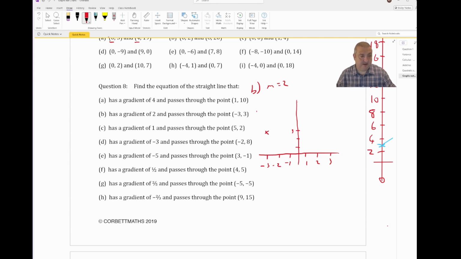And it has a gradient of 2. So let's draw a line with a gradient of 2. So a line with a gradient of 2 is going to be, every time it goes along 1, it goes up 2. So it's going to be like that.